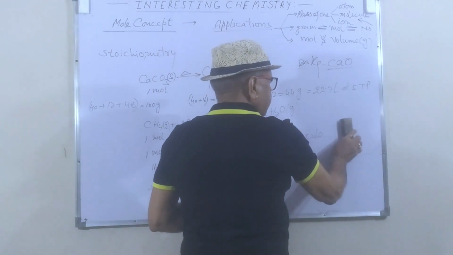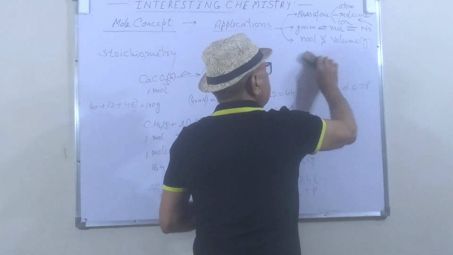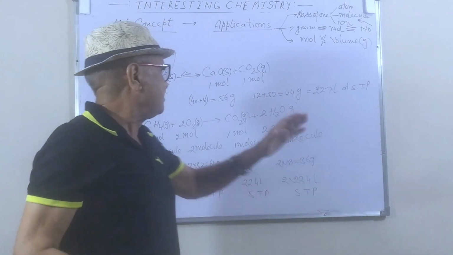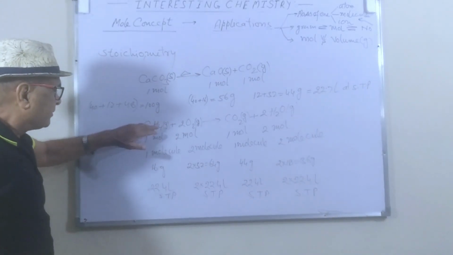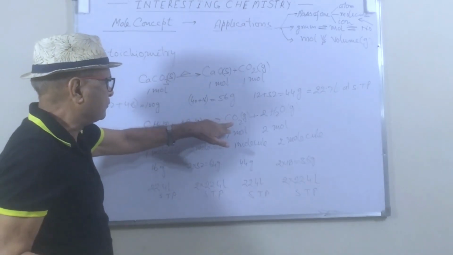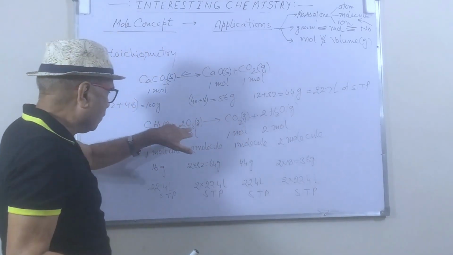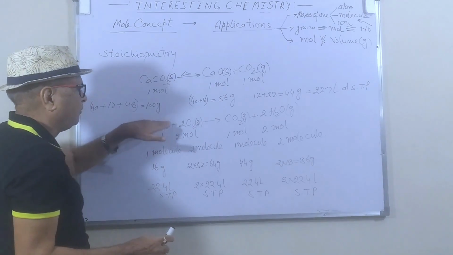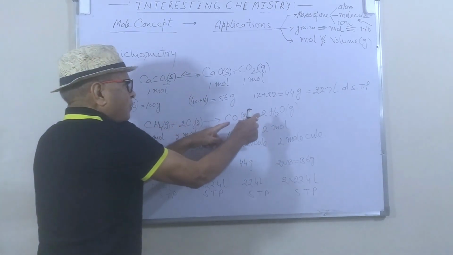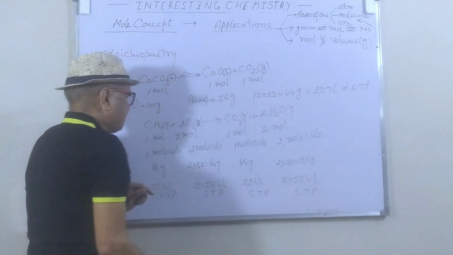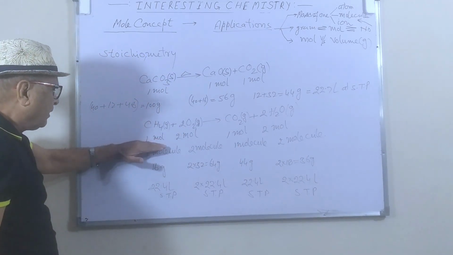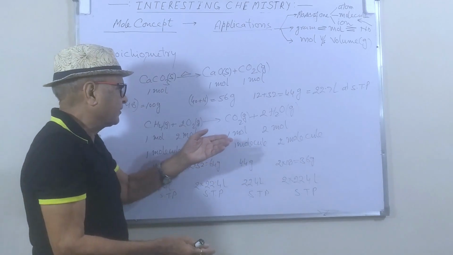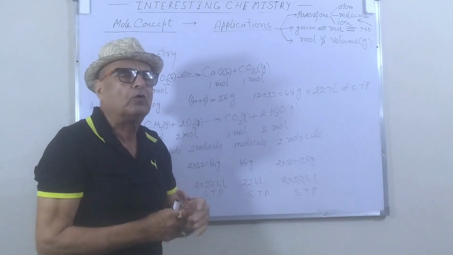Now I am taking the example of the second equation, that is the combustion of methane. CH4 plus 2O2 is equal to CO2 plus 2H2O. Sorry, 2O2. So here all the two reactants and the two products, all four compounds, are in gaseous form. This also tells that one mole of methane reacts with 2 moles of oxygen, and we get 1 mole of carbon dioxide and 2 moles of H2O.